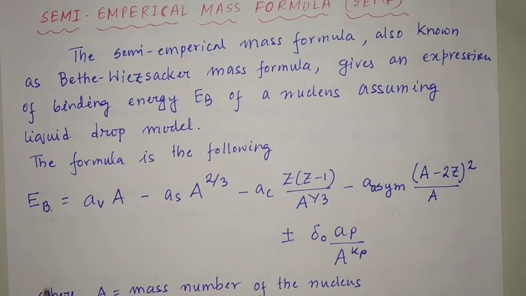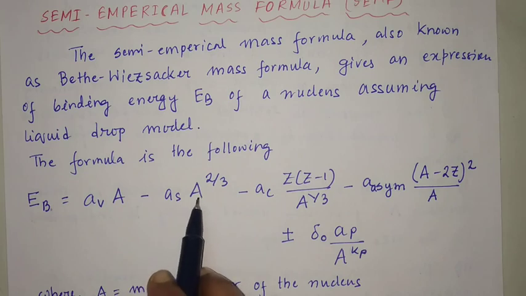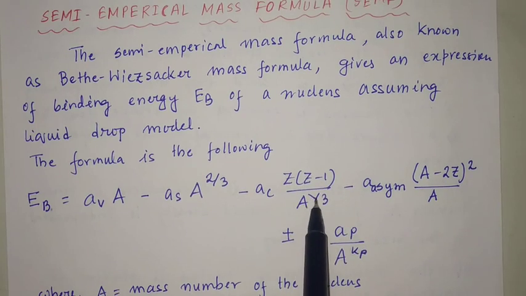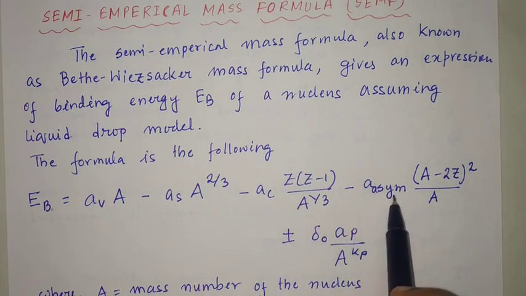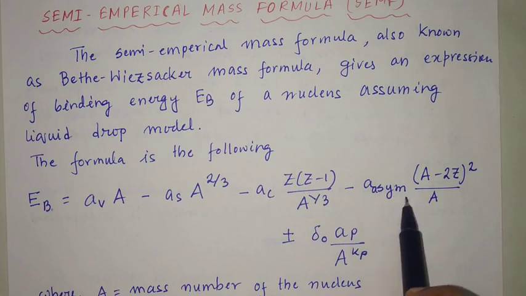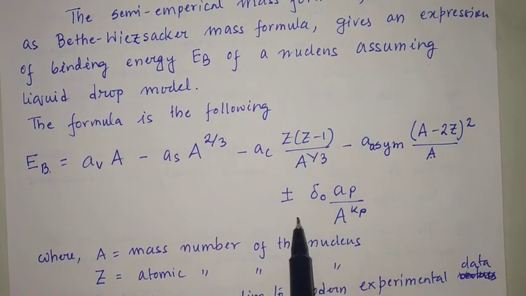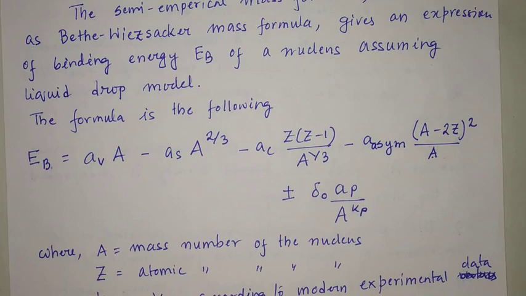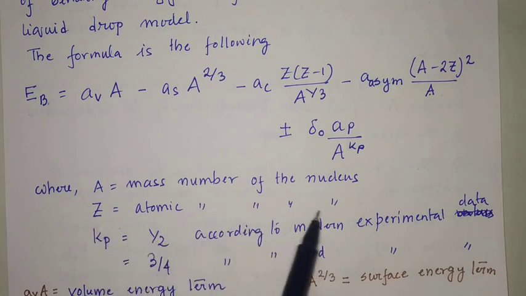So the formula is the following: E_B equals a_V A, where A is the mass number, minus a_S A to the power 2 by 3, minus a_C Z(Z minus 1) divided by A to the power 1 by 3, where Z is the proton number or atomic number, minus a_asym (A minus 2Z) whole square divided by A, then plus or minus delta_0 a_P divided by A to the power k_P, where A is the mass number of the nucleus, Z is the atomic number of the nucleus.